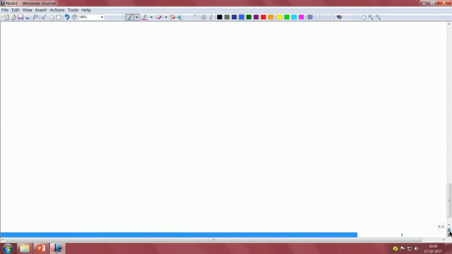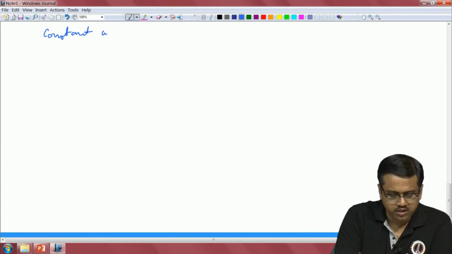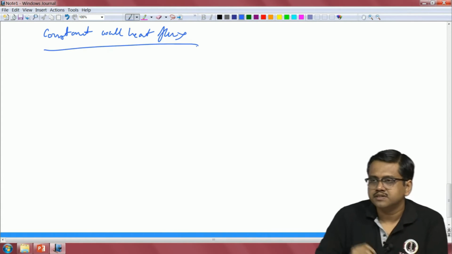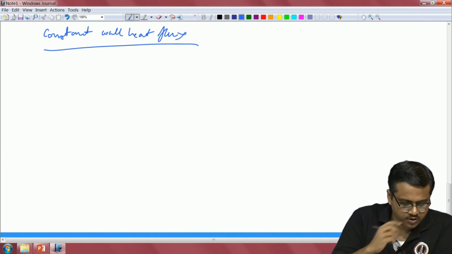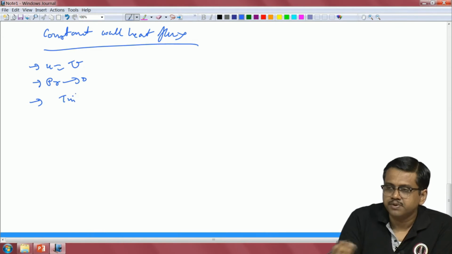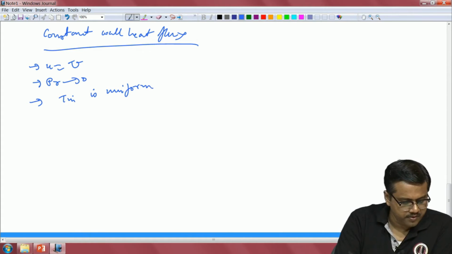I would pose the problem for the constant wall heat flux for the same situation, right? But you can solve it on your own. Once again, the flow is a slug flow. Prandtl number goes to 0. Inlet temperature is uniform.